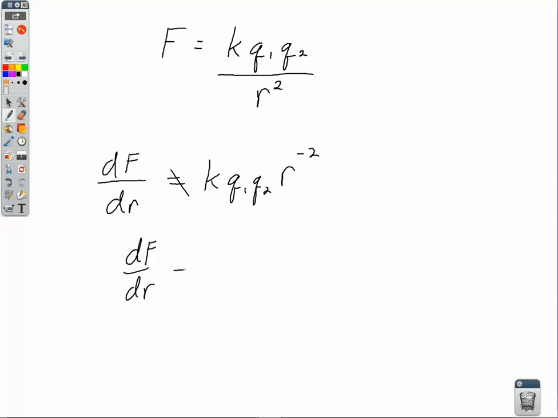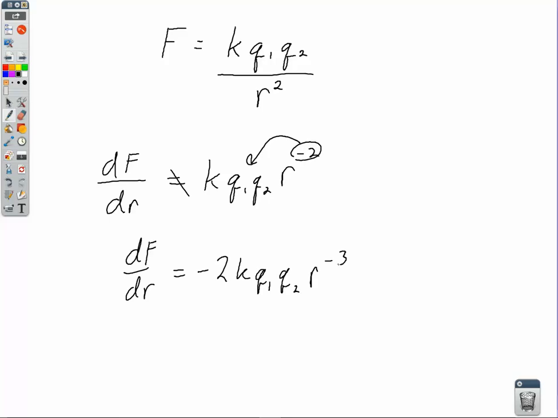df dr is equal to, let's see, we're going to take the exponent and multiply it by all the stuff out front. So the k is not going anywhere. q1, q2, they're not going anywhere. We just have negative 2 times k times q1 times q2. Okay, and our exponent goes down by 1, which is going to give us r to the negative 3rd power.